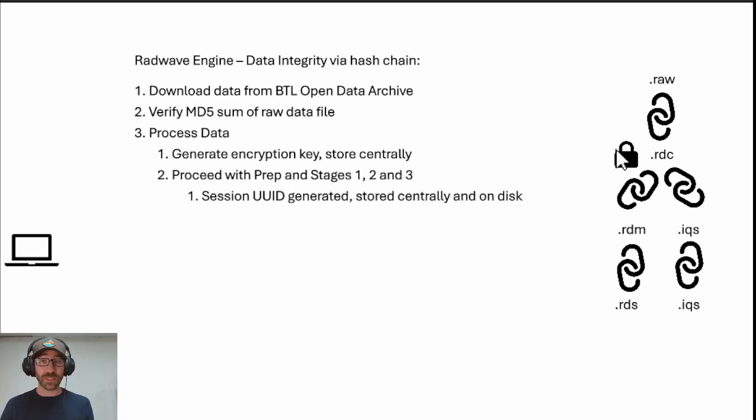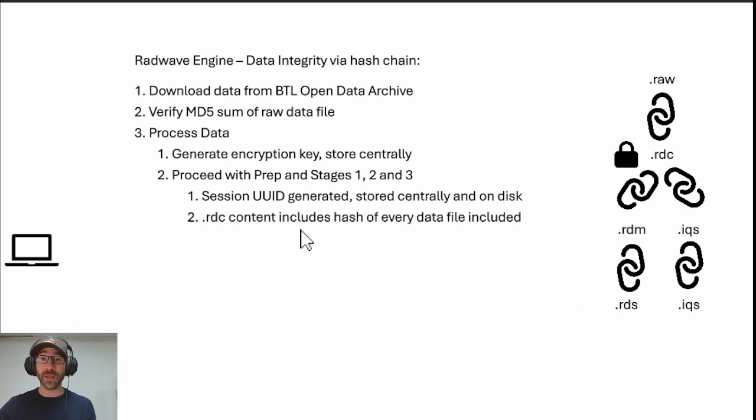And then we proceed to the prep stages 1, 2, and 3. Throughout these stages of the processing, which is shown on the Radwave engine's progress bar, all this stuff is happening. So we first generate a UUID, and that's stored centrally as well, so that way we can retrieve this particular encryption key.